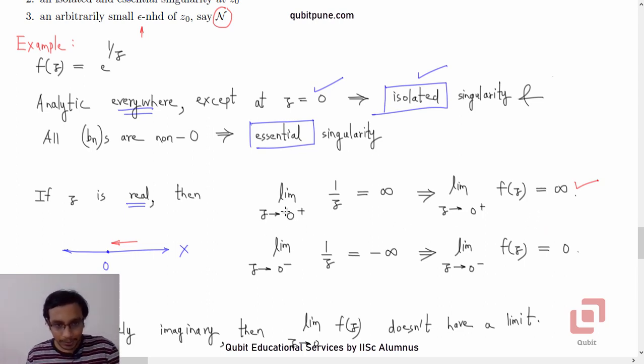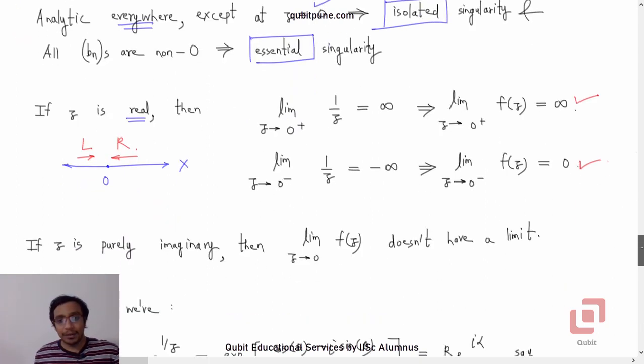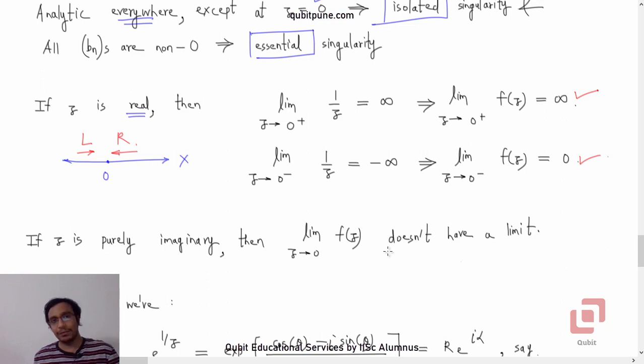Now let us talk about the left hand limit. We know that if z approaches 0 from the left, 1 upon z will approach minus infinity, and our function, e to the power 1 upon z, will approach 0. Now if z is purely imaginary, that means if you find the limit of f of z as the complex number z is on the imaginary axis, then you can show that this function doesn't have any limit.